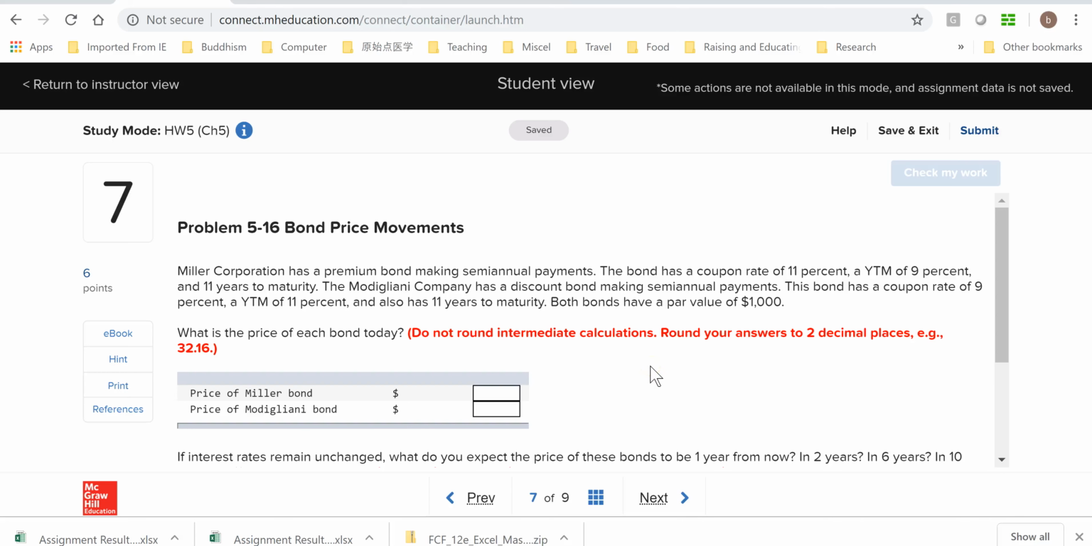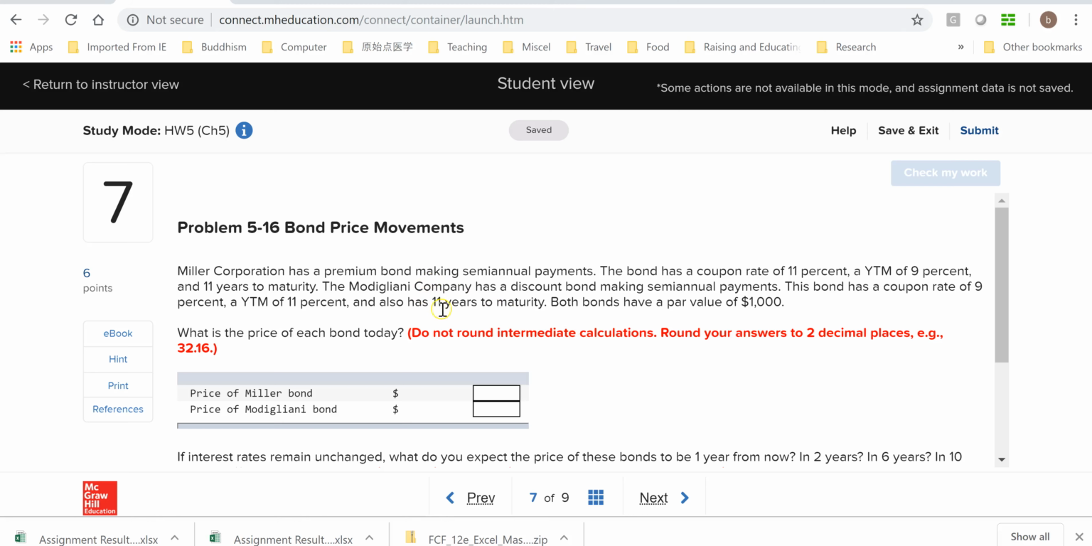This is question number 7 on homework 5, problem 5-16. Miller Corporation has a premium bond making semi-annual payments. The bond has a coupon rate of 11%, a YTM, yield to maturity, of 9%, and 11 years to maturity.